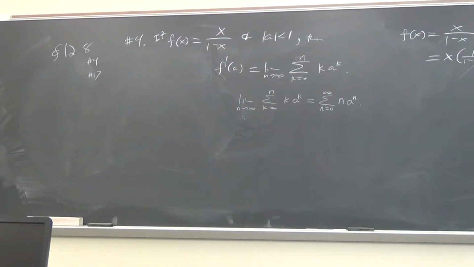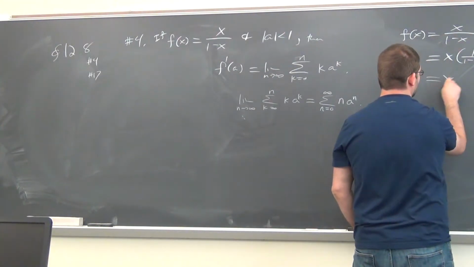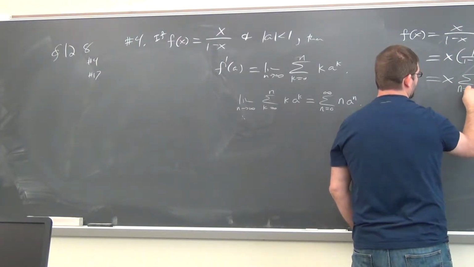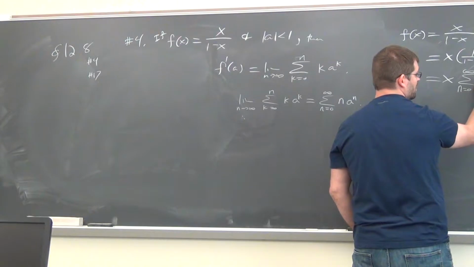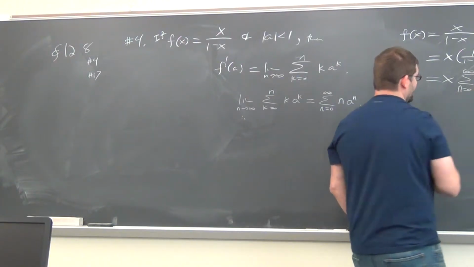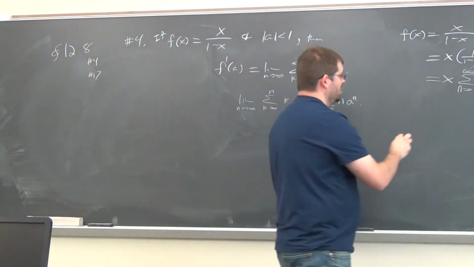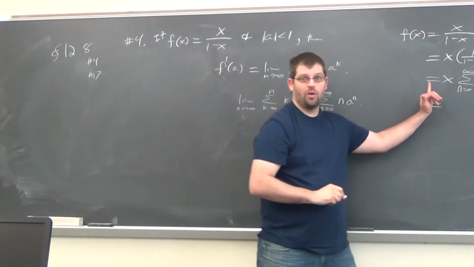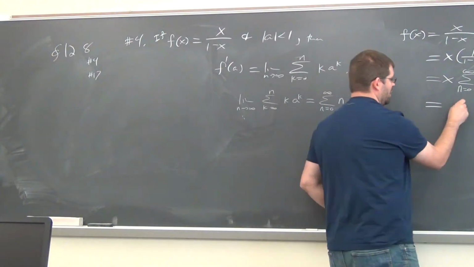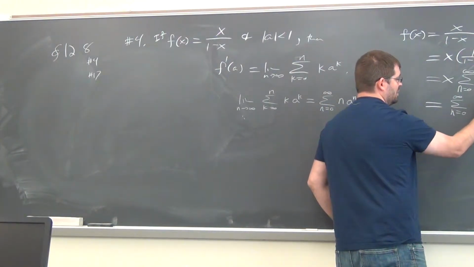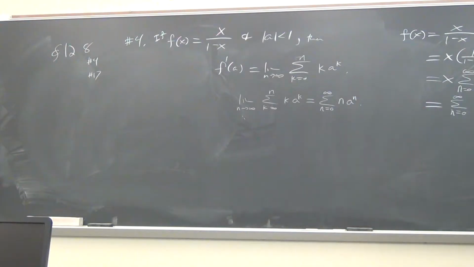Which is just the regular geometric series. So this is x times the sum from n equals 0 to infinity of x to the n. Does that make sense? And what happens if we pull an extra x in then? What do we end up with? The sum from 0 to infinity of x to the n plus 1.